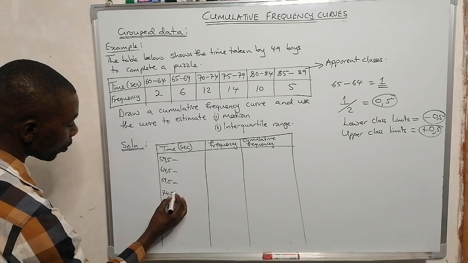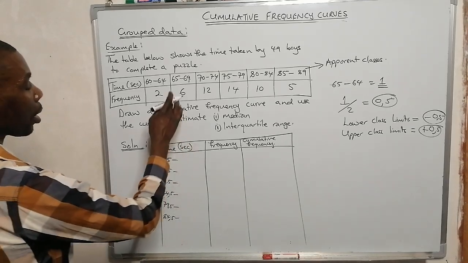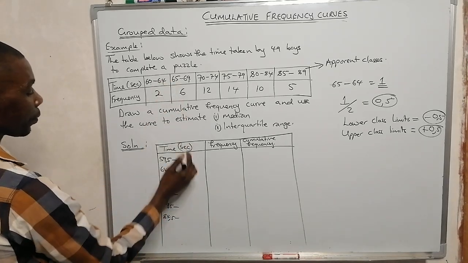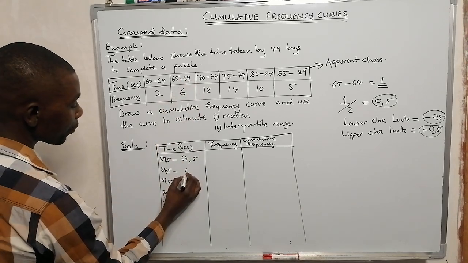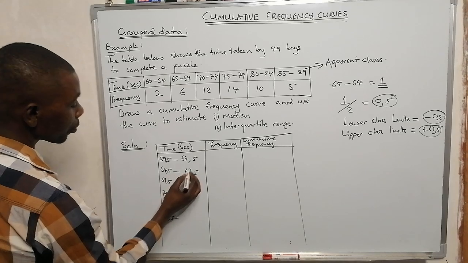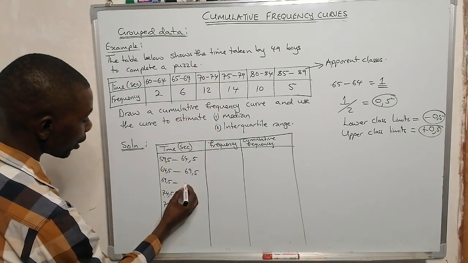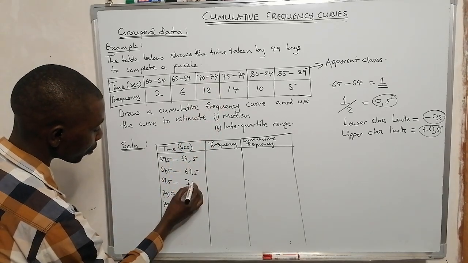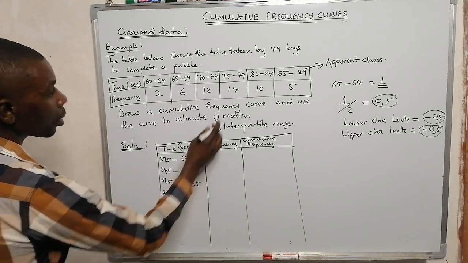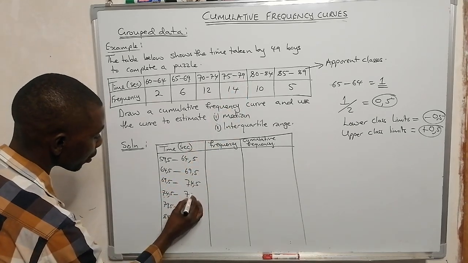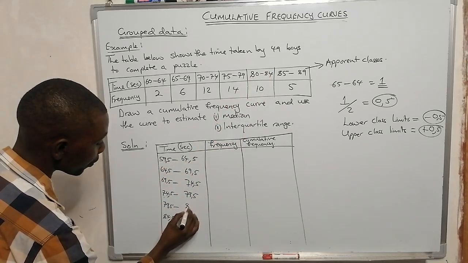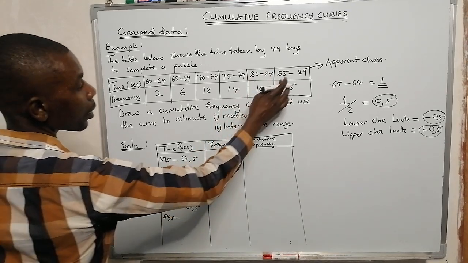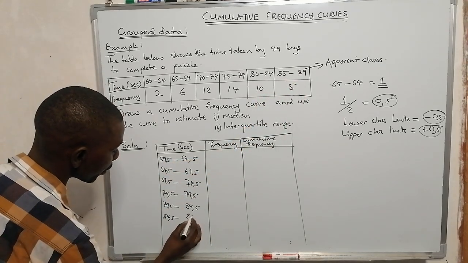Now we are going to have upper limits: 64.5, 69.5, 74.5, 79.5, 84.5, 89.5.